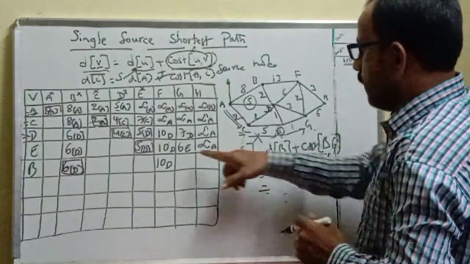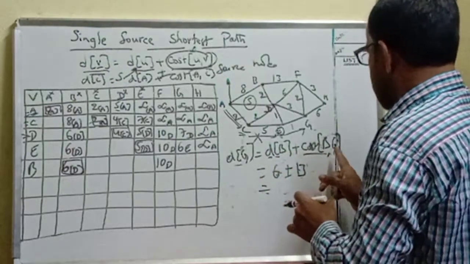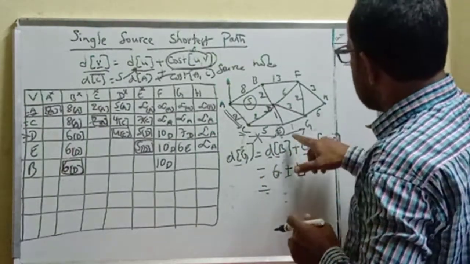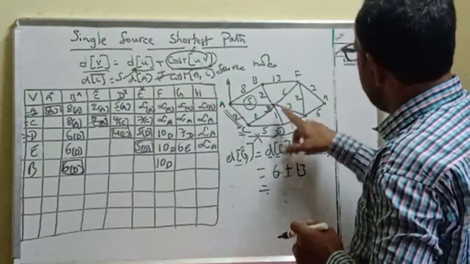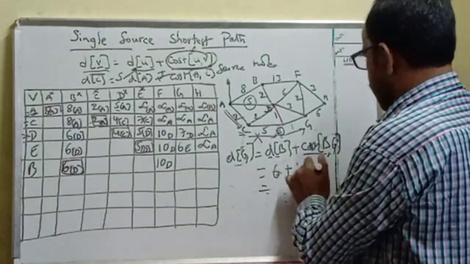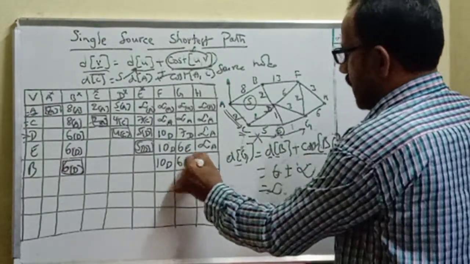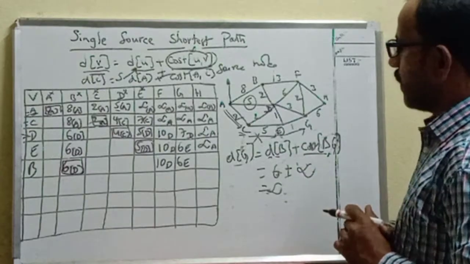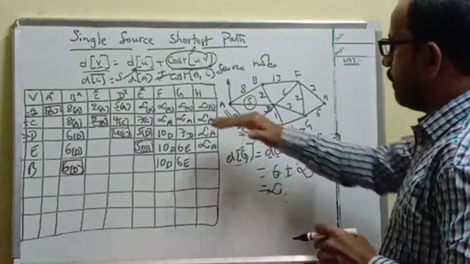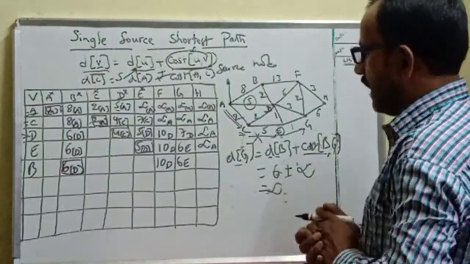Okay? Next one is distance of G. What is distance of G? Distance of B plus cost of B comma G. Is there any edge between B and G? There is no direct edge between B and G. Then this is infinite. Generally we select the previous one as the minimum value. If this number is greater than the previous one, we simply take the previous one down in the new row.